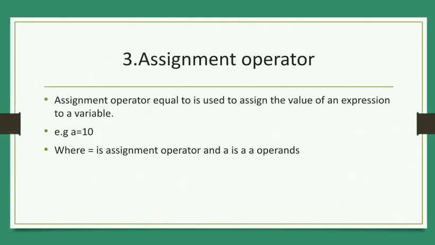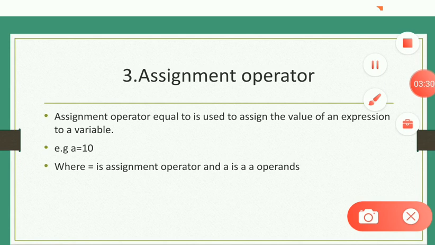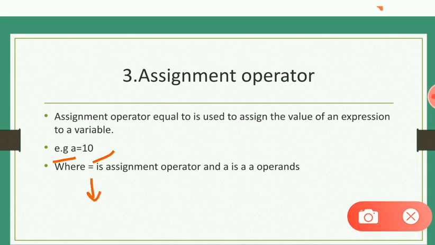Okay, next heading, assignment operator. Assignment operator is used to assign the value of an expression to a variable. Okay, generally it is used to assign the value to its left operand based on the values to its right operand. Means, let us see the example. Here A is the operand and the 10 is the value that we are assigning to the A operand. Okay, and this equal to sign represent the assignment operator.